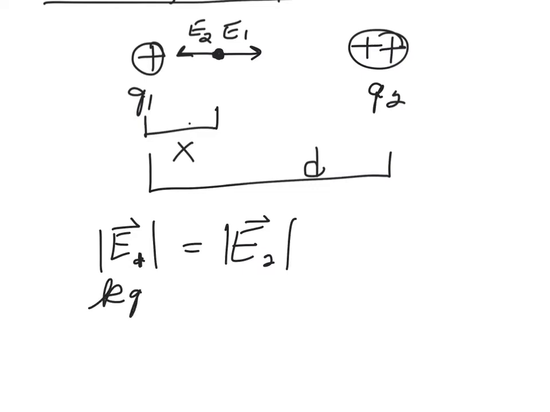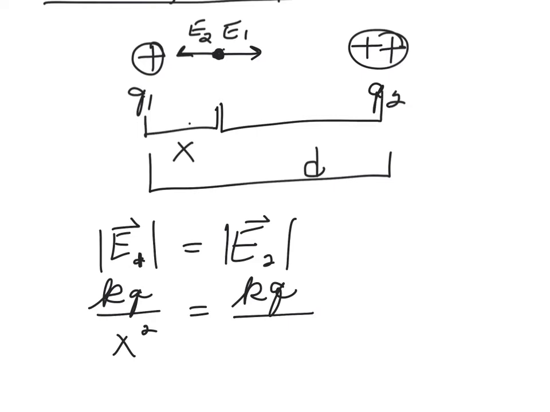And so this is kQ1 over x squared, and this equals kQ2 over, be careful, it's not x, it's not d, it's this distance from the point, right? We're calculating the field at the point. From the point to the charge is d minus x, but you're going to square it. And so all you've got to do is solve this equation.